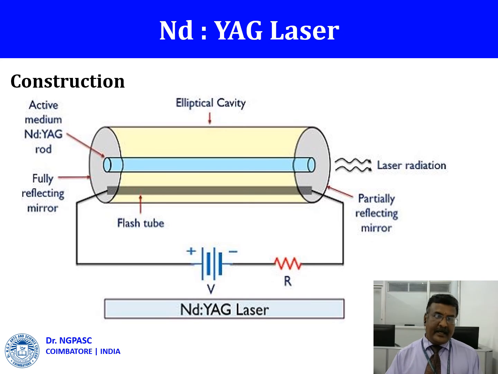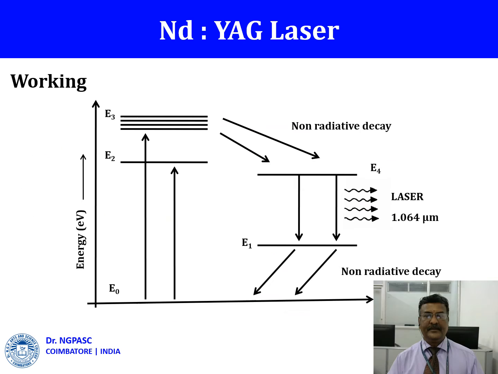The ends of the ND-YAG rod are highly ground, polished and silvered to act as mirrors. One is fully reflecting and the other is partially reflecting.